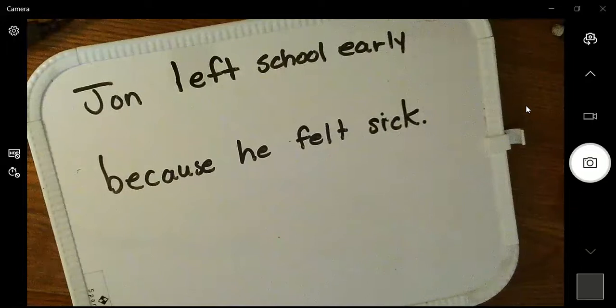Today we're going to be talking about complex sentences and how the two types of clauses that we've talked about in the past fit together to form a sentence, and also how we use those subordinate conjunctions to help combine those two types of clauses.